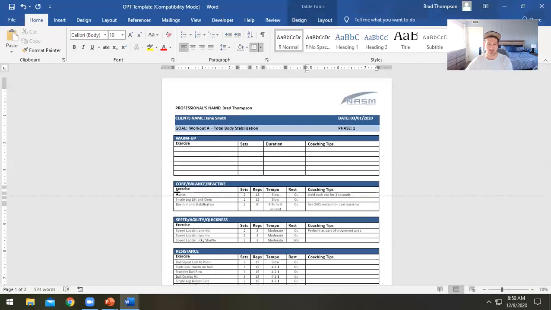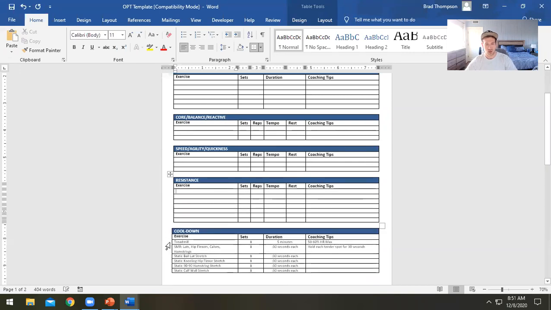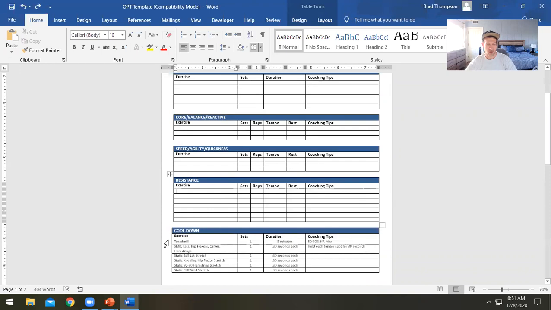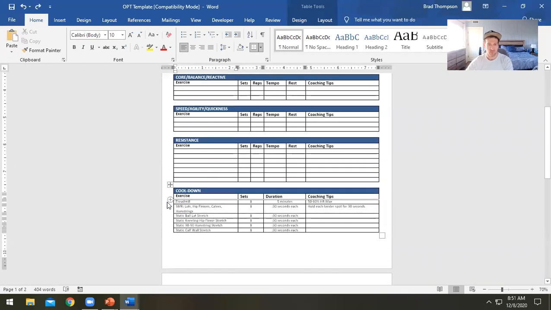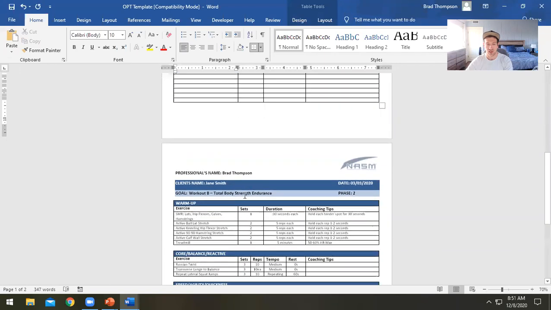We go down through flexibility, then we move into cardio, into movement prep, right? And movement prep is where we're talking about core, balance, and reactive training.